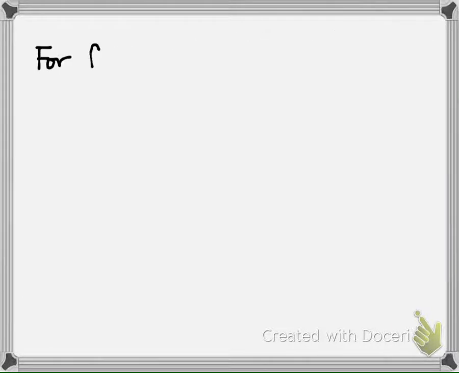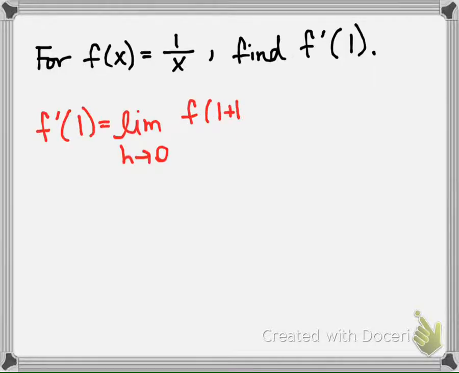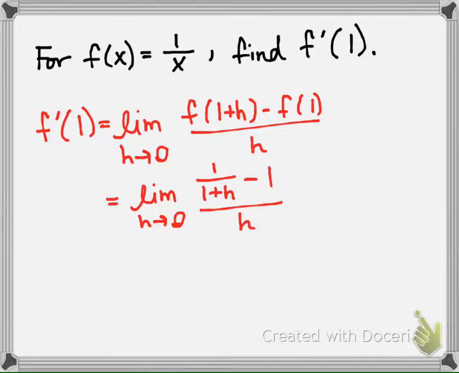All right, let's try another one. f of x equals 1 over x. We want to find f prime of 1. So let's write down our limit definition. f prime of 1 is the limit as h goes to 0 of f of 1 plus h minus f of 1 over h, our familiar limit definition. So this is the limit as h goes to 0 of 1 over 1 plus h minus 1, divided by h.